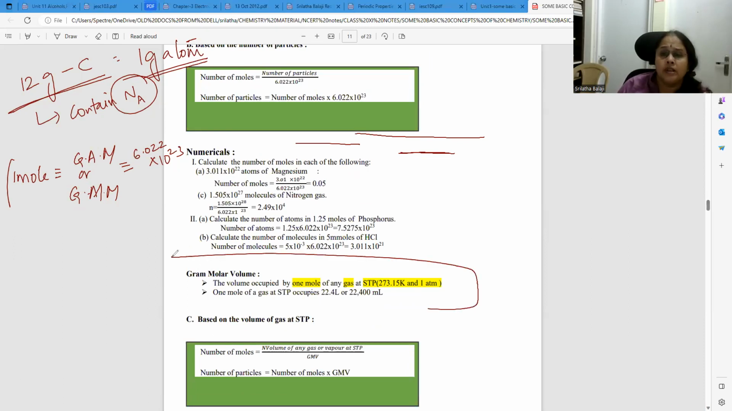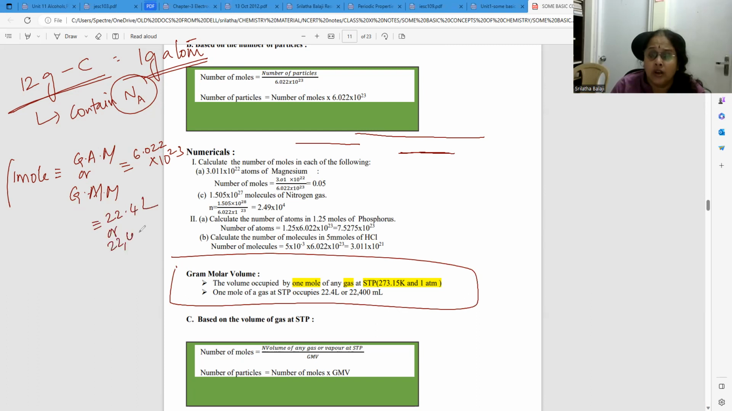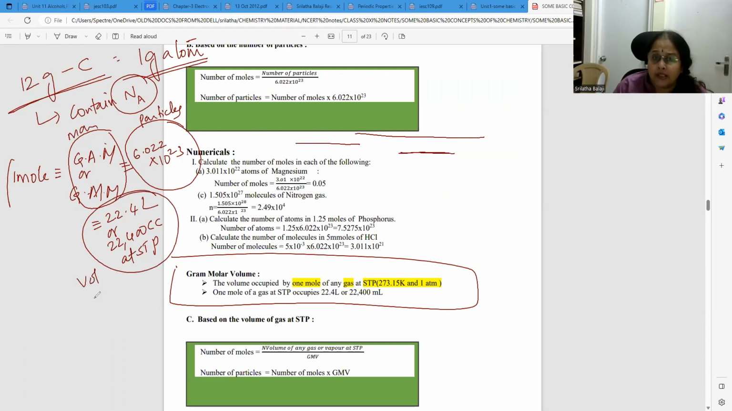Gram molar volume is the volume occupied by 1 mole of a gas at STP. So 1 mole of a substance will occupy 22.4 liters or 22,400 cc at STP. This volume is called gram molar volume. If I try to connect these three, these are the three dimensions of a mole. One is you're defining mole with respect to mass, you're defining mole with respect to particles, and you're defining mole with respect to volume of gas.